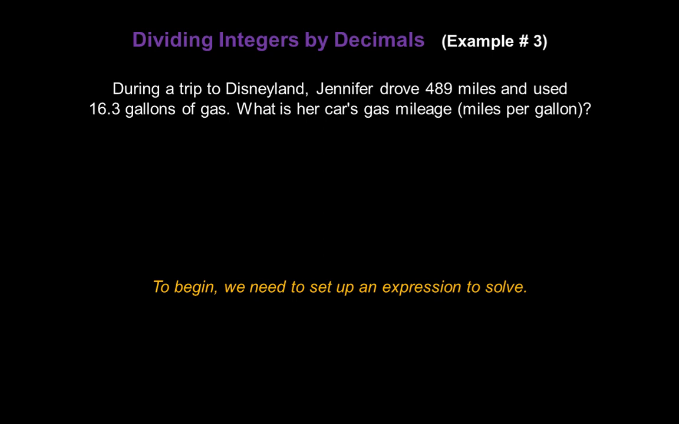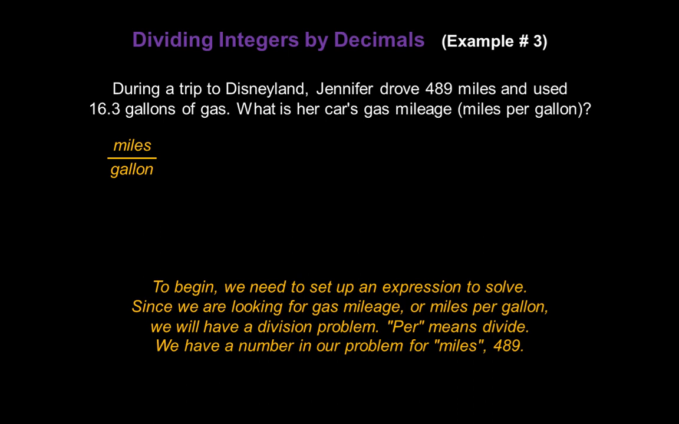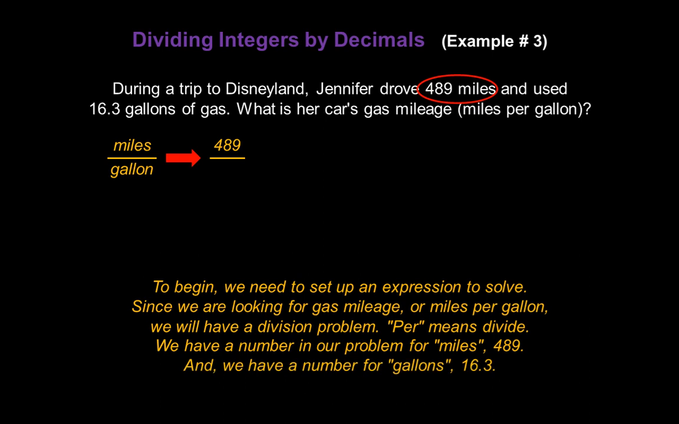Now, to begin, we need to set up an expression that we can solve. And since we're looking for gas mileage, or miles per gallon, we know we have a division problem because per means divide. So let's set up miles in the numerator divided by gallons in the denominator. Now, we have a number in our problem for miles. It says that Jennifer drove 489 miles. So let's replace the word miles in the numerator with a number, 489. And we have a number for gallons, 16.3, that we can replace the word gallon in the denominator now with 16.3.